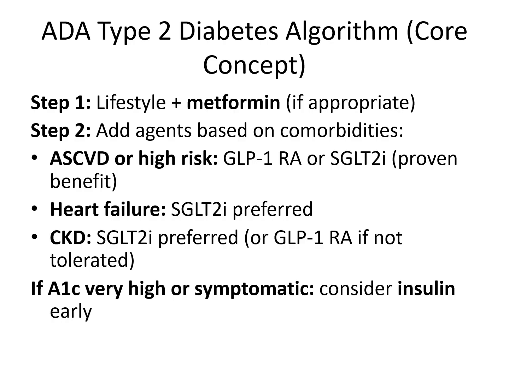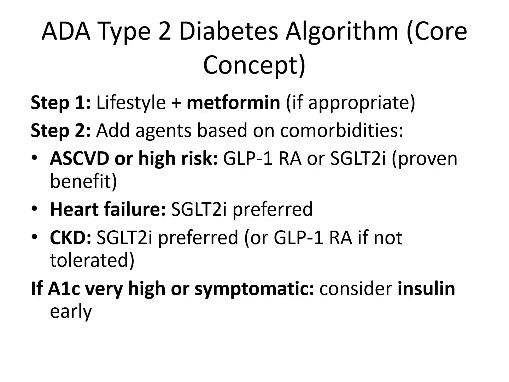So let's walk through the core concept of the ADA treatment algorithm for type 2 diabetes. Step 1, in most patients, is lifestyle modification plus metformin, assuming there are no contraindications. Metformin remains foundational therapy because it lowers A1C, has a low hypoglycemia risk, is weight neutral or possibly modestly weight reducing, and it's inexpensive. Step 2 is where modern management becomes more nuanced. So we now choose additional agents based on comorbidities, not just A1C.